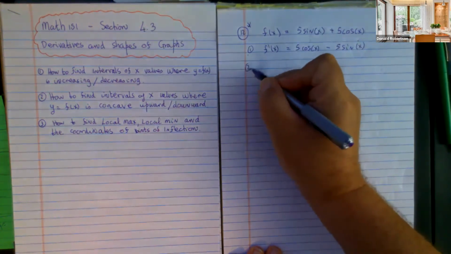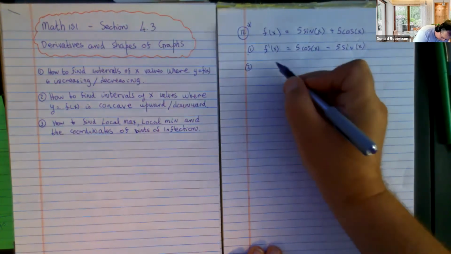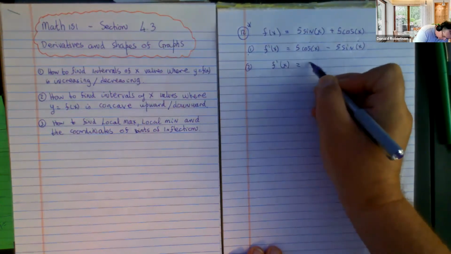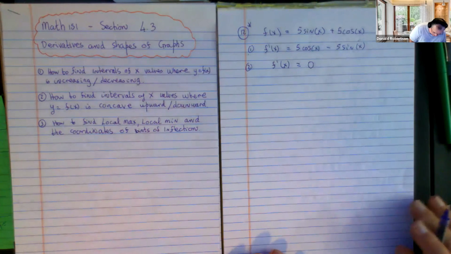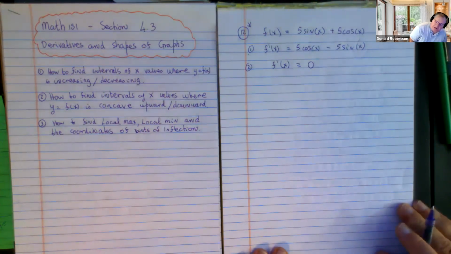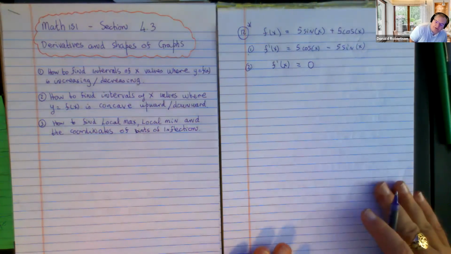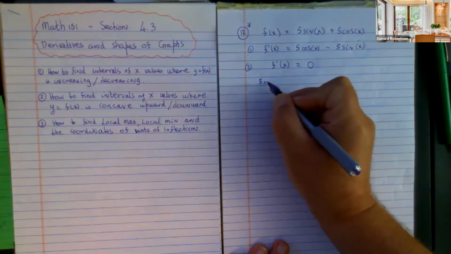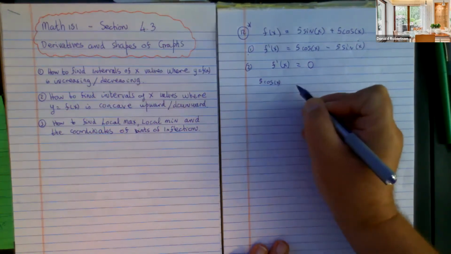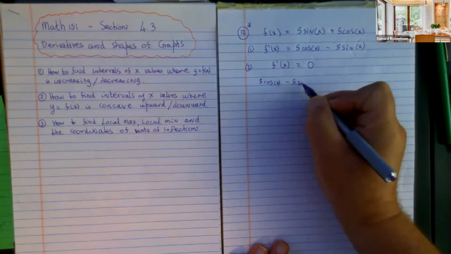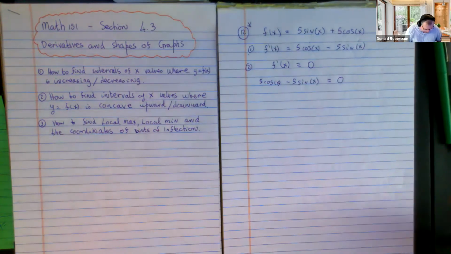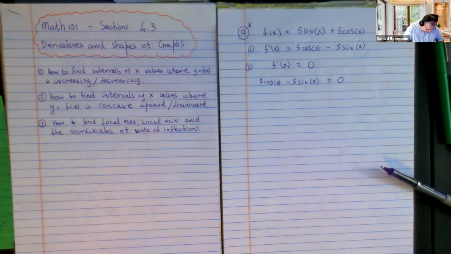We need to find critical numbers. In this case, I only need to find when the derivative is 0, because 5 cosine x take away 5 sine x is never going to be undefined. So I now need to solve a trig equation. And trig equations are horrible for some of you. I kind of like them because they're a challenge, because they're almost never the same each time.